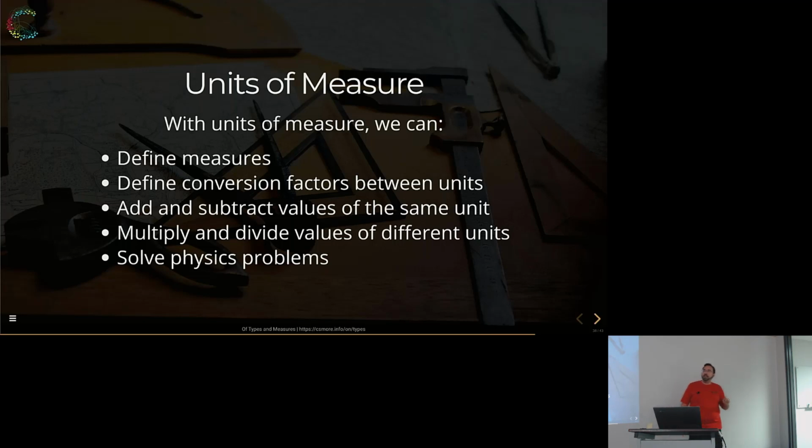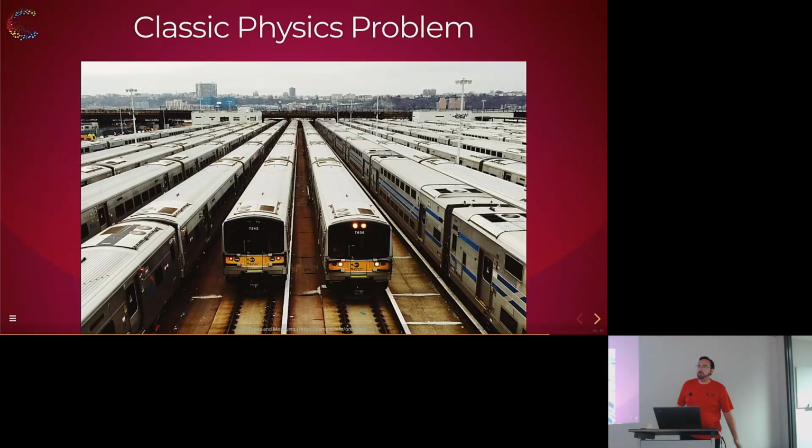Multiply and divide, you can use different units. 8 meters per second. We can solve physics problems. So, classic physics problem, train heading east at so many miles per hour, train heading west from the opposite direction, so many miles per hour. At what point do the trains meet? Possibly collide, because you only built one track.